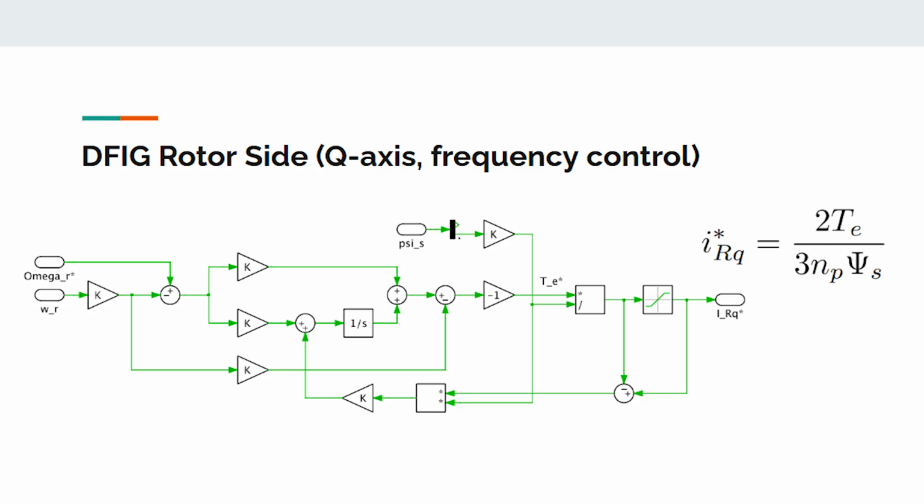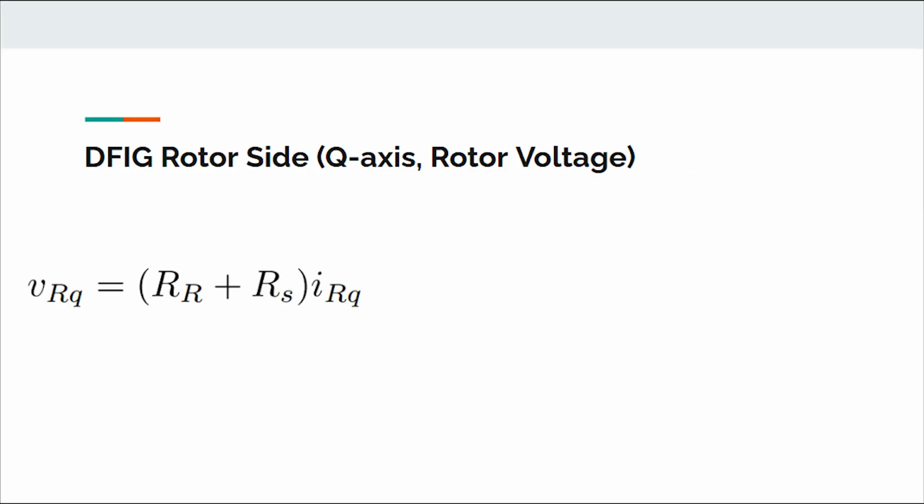NP is the number of pole pairs and psi s being the flux of the stator. This shows the amount of current required at the rotor to provide the necessary amount of torque needed to have the desired frequency output.